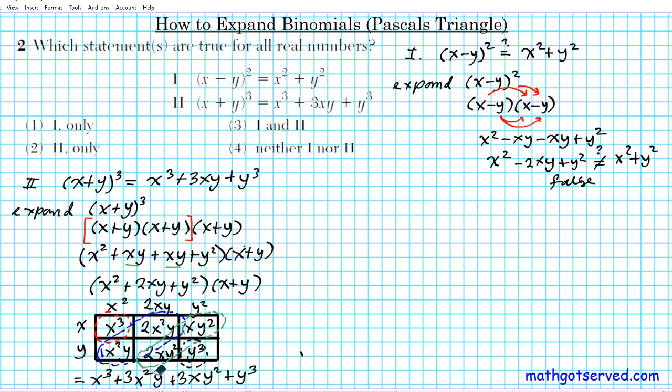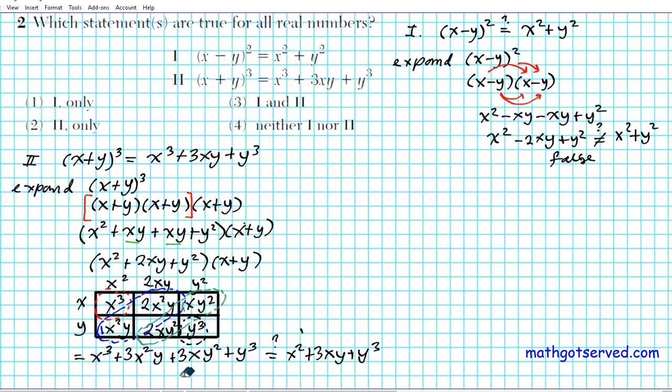Okay, we can combine these two because we have x squared y and xy squared. Is this equal to x squared plus 3xy plus y cubed? The answer is no. This, ladies and gentlemen, is false. They are not equal to each other. Alrighty, so neither statement 1 or 2 is correct.